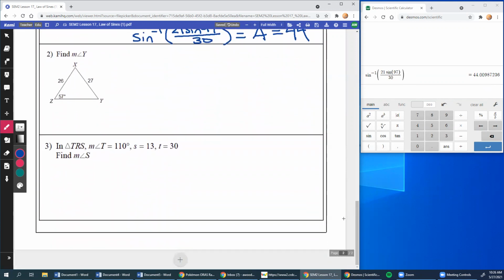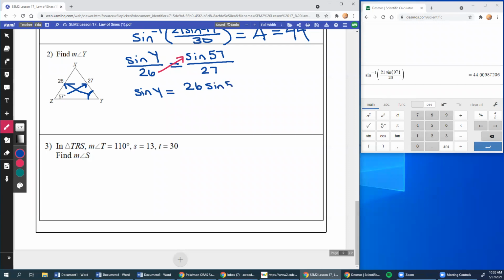Whoops, sorry about that. Our next one, we want to find angle Y. So here's angle Y, and 26 is opposite. So sine Y over 26 is equal to, and then we have 57 degrees opposite 27. So sine 57 all over 27. We're going to take this 26, move it to the top. So sine Y is equal to 26 sine of 57 over 27.